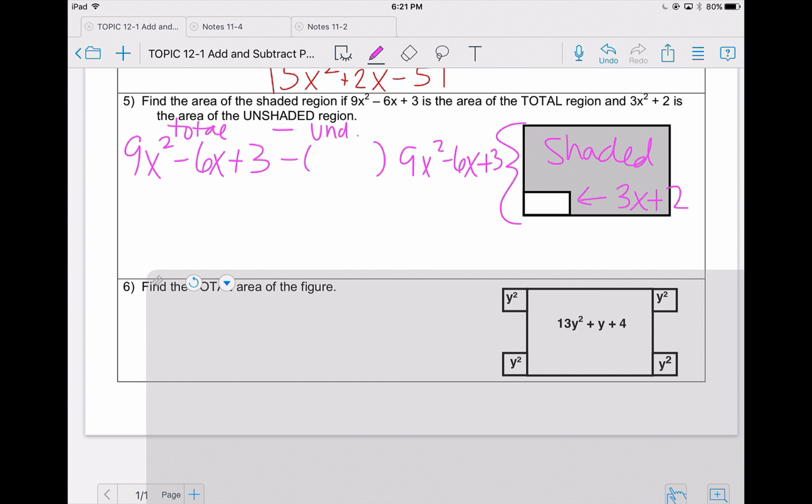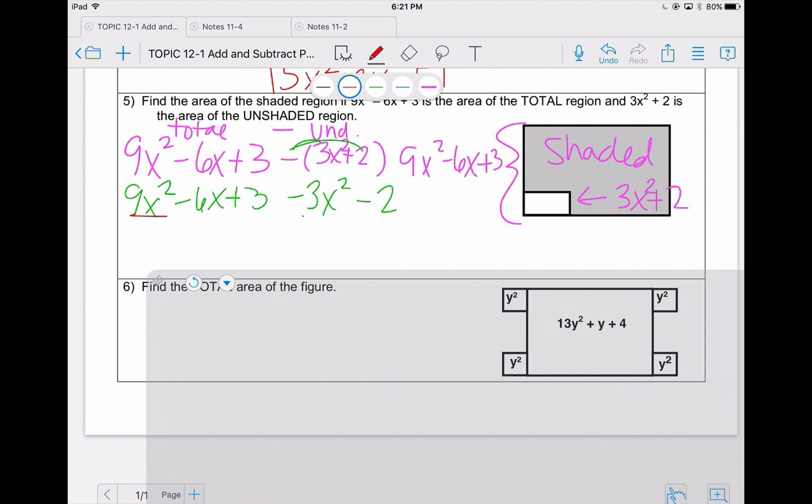Again, we are subtracting everything that is unshaded. So we are subtracting 3x squared plus 2. We have to distribute that negative to everything inside of the parentheses, and then combine my like terms. I have 9x squared, I'm taking away 3 for a total of 6x squared. I have a negative 6x and no other x's to change it. And I have 3 minus 2, which is 1.